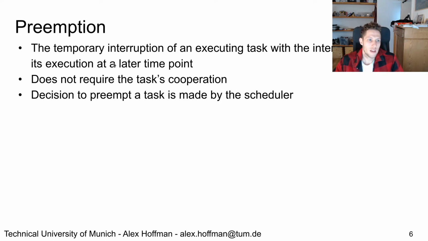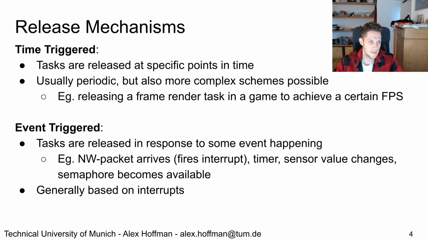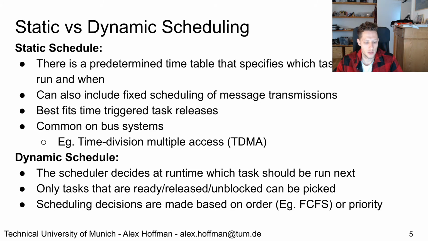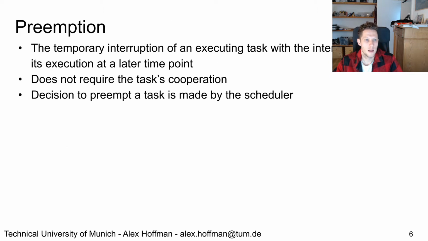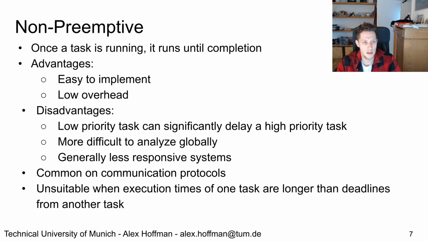So then we come to another defining property of scheduling. We've covered the release mechanisms, and then we split scheduling types into static and dynamic, and we can split the types of scheduling or the characteristics of a system again into two different types, and this is preemptive and non-preemptive.